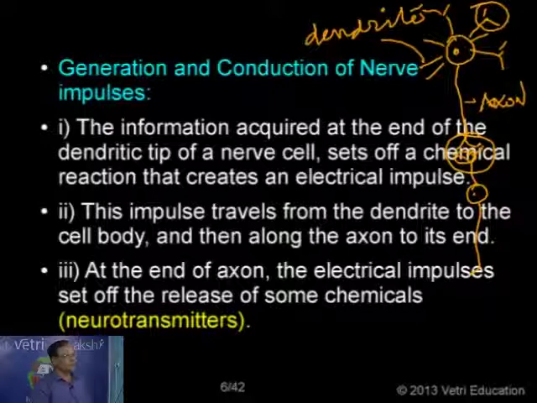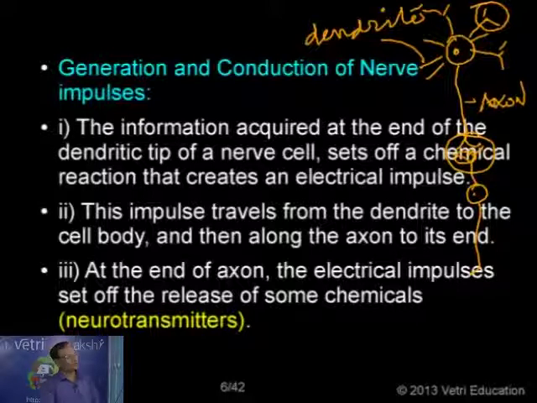And that sets off a chemical reaction that results in the production of what is called electrical impulses. So the information is acquired from the external or internal environment at the tip of the dendrite, and that creates a chemical reaction. That chemical reaction leads to the production of an electrical impulse. So the generation of the electrical impulse is nothing but a physico-chemical process. Something is going on inside the nerve cell.